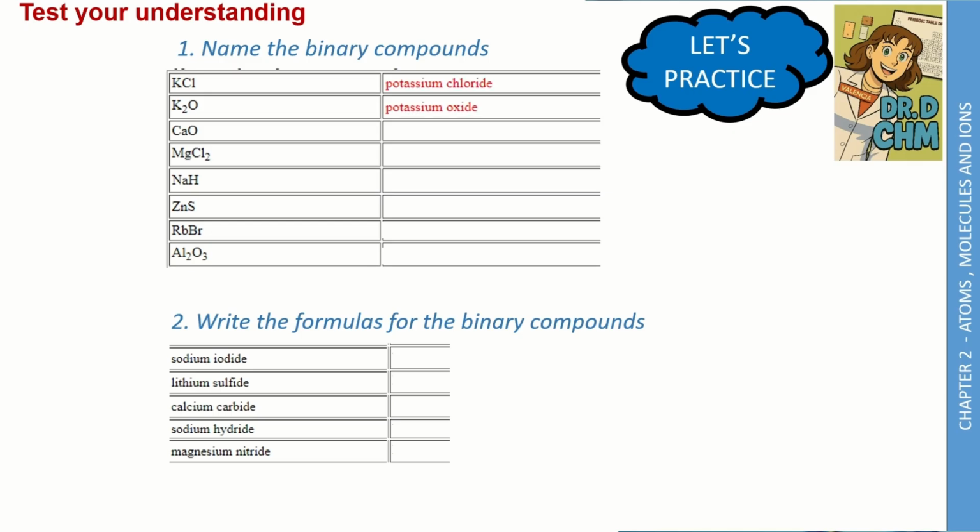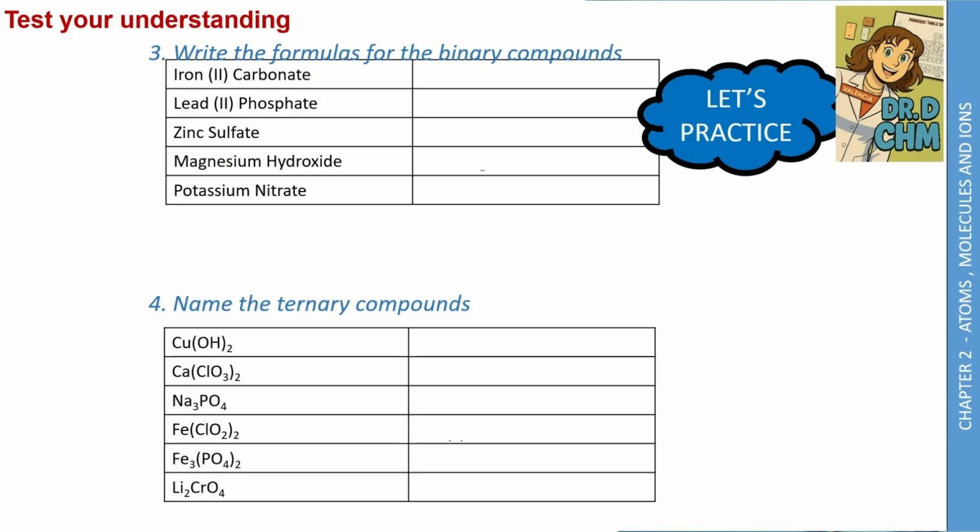So potassium chloride, potassium oxide, calcium oxide, magnesium chloride, sodium hydride, zinc sulfide, rubidium bromide, aluminum oxide. Here you write the formula. So we have the name and you're going to write the formula. The only thing that you need to take care of is the charge. So lithium sulfide, calcium carbide, sodium hydride, and magnesium nitride. Okay? If you need to practice more, let's go.